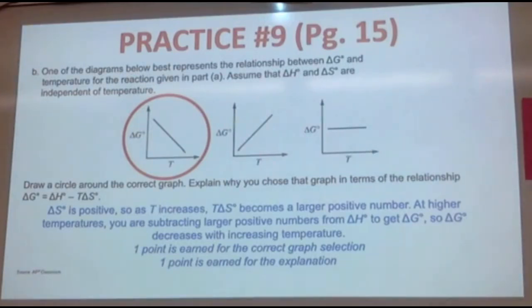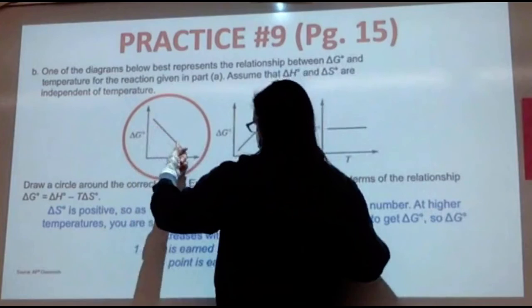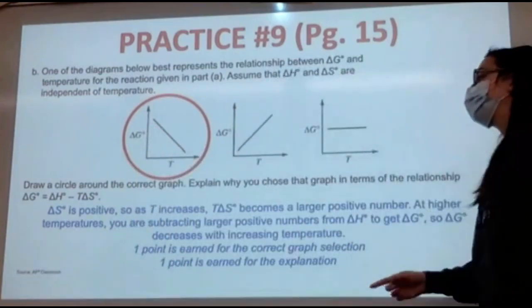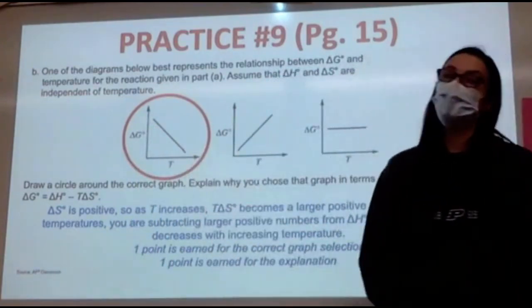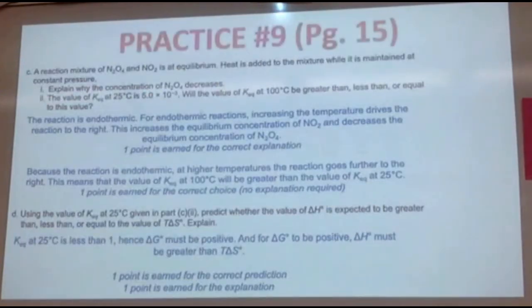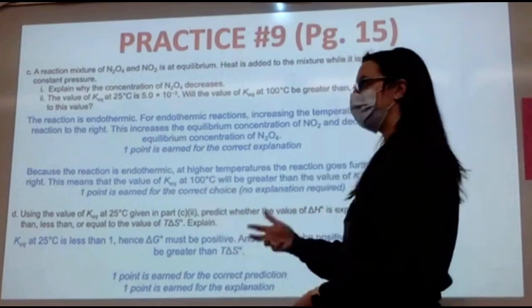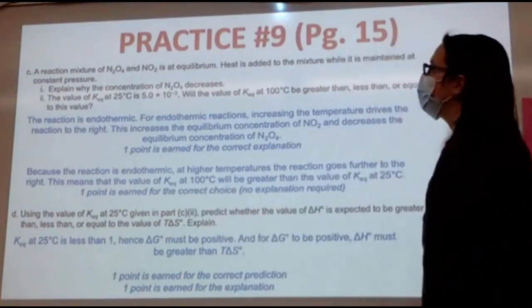That was 2 points, 1 point for choosing the right graph and 1 point for explaining. Because as temperature increases, delta G is getting smaller, eventually it would cross the x-axis to become negative. That's why that first graph is the best answer. So C and D, this is what did not get added to the notes, but it's what tied in equilibrium. So it was the part that went with what we were doing today.